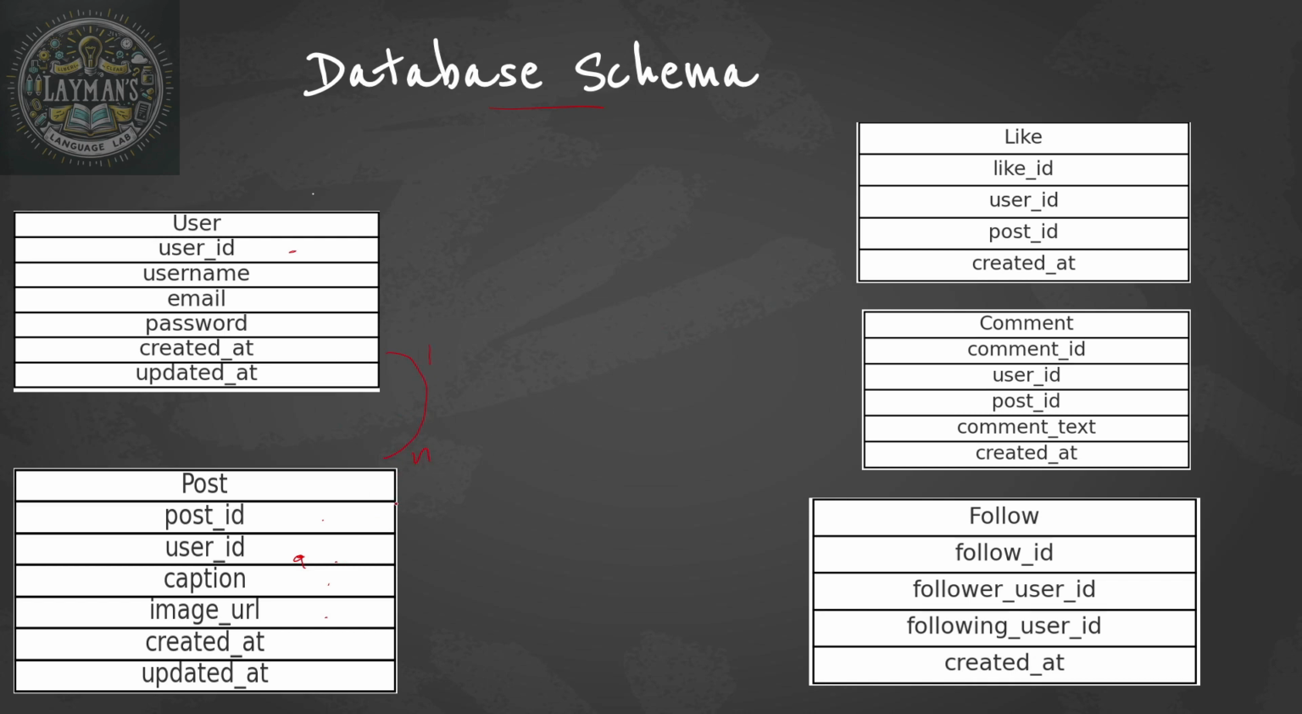And when we check the post to user relation, one post can be linked to only one user. Similarly, like is linked with both the post as well as the user. And also the comment: comment is linked with both the user and the post. And then follow is linked only with the user.